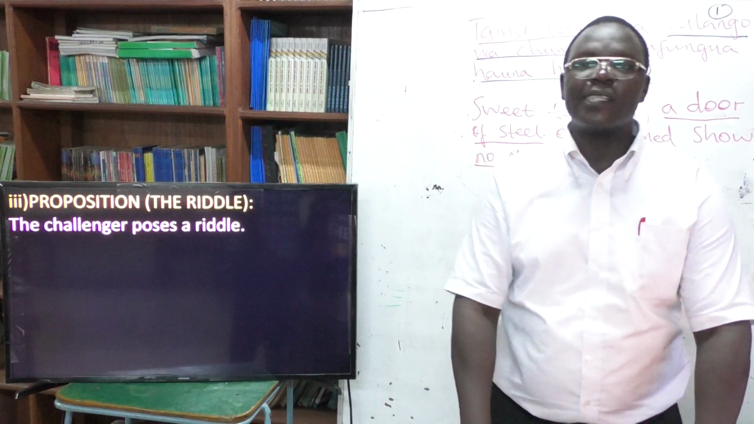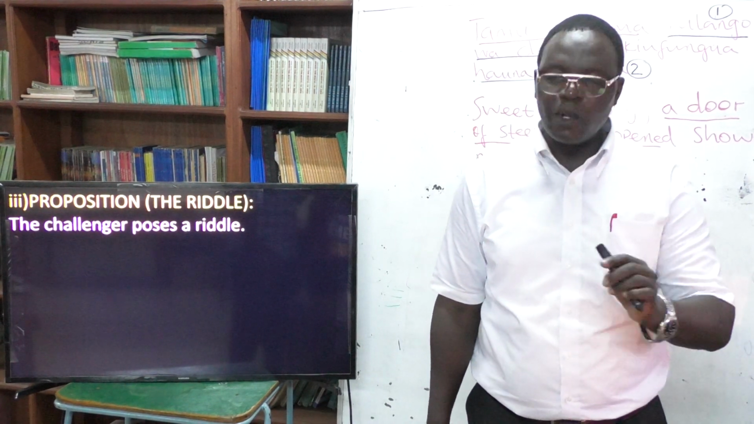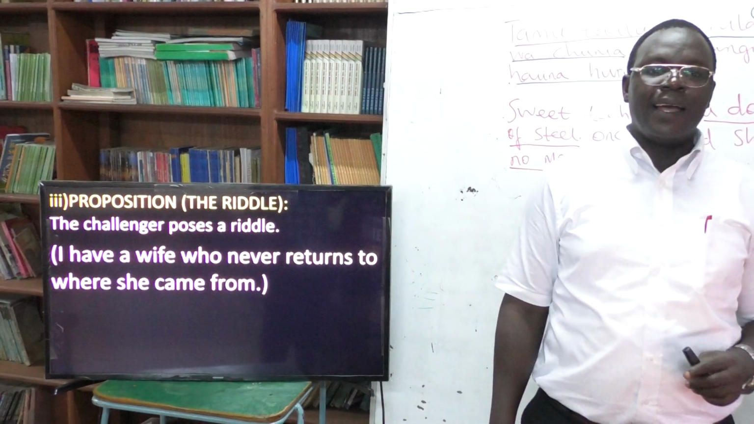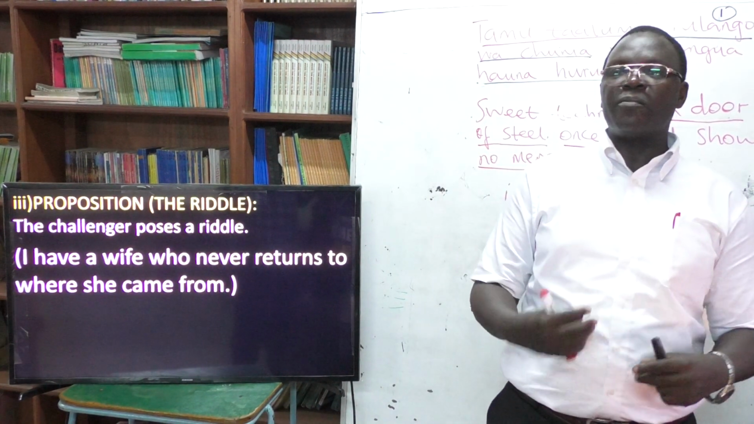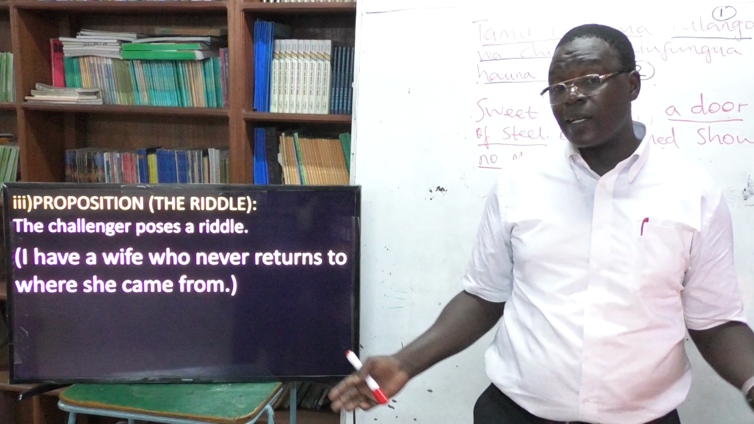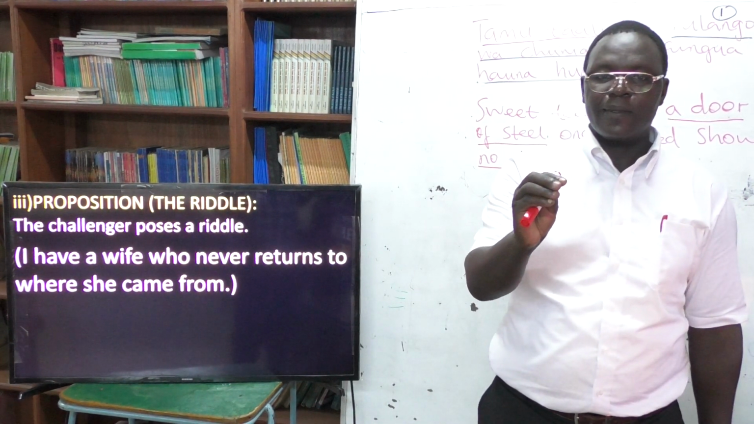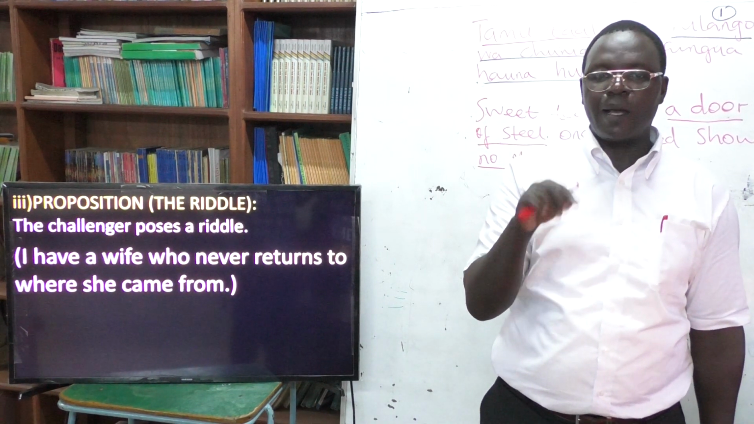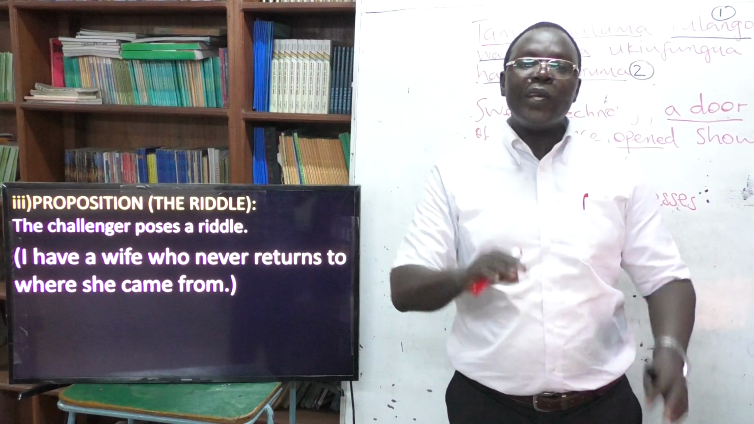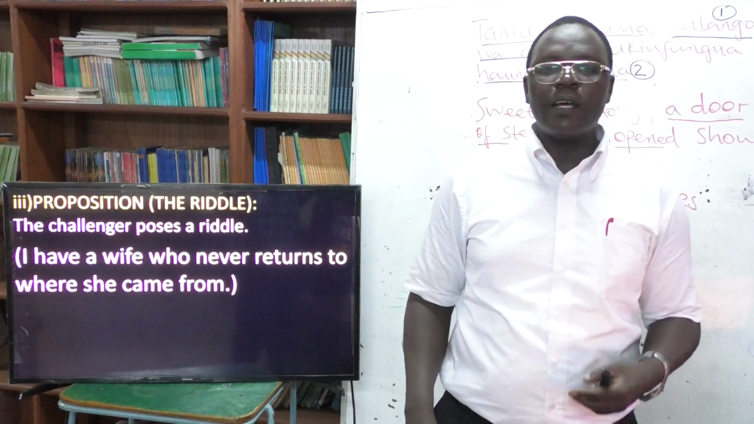The challenger poses a riddle. That is step number three or stage number three. I have a wife who never returns to where she came from. That is the illustration. If you are in the exam setup, you could say proposition. Then you say, or the challenger poses a riddle. And then you illustrate by saying, I have a riddle. I have a wife who never returns.